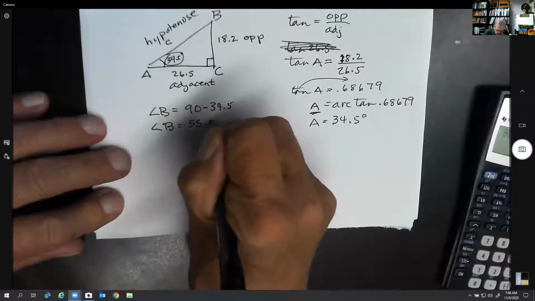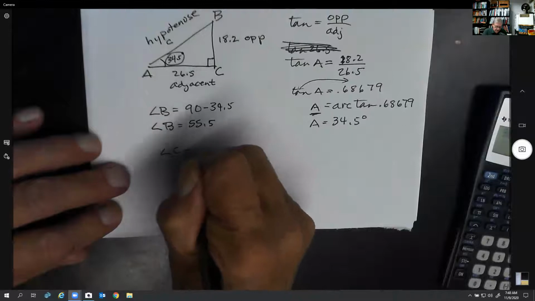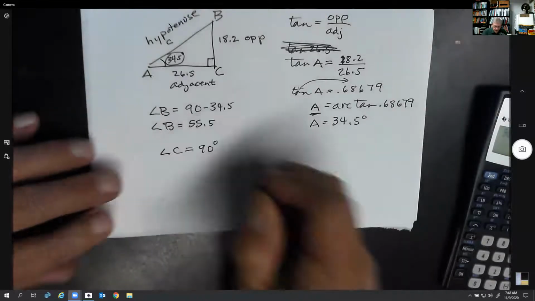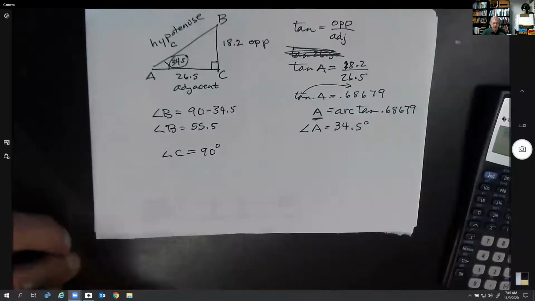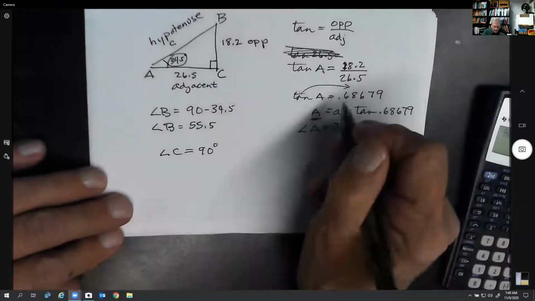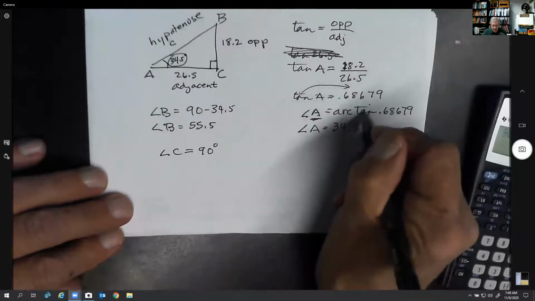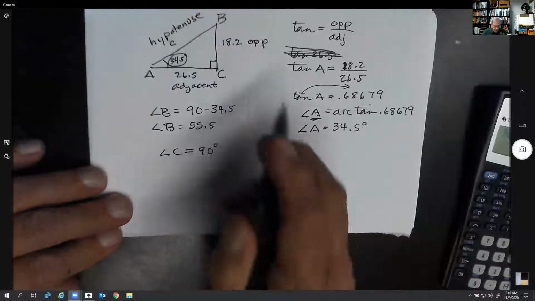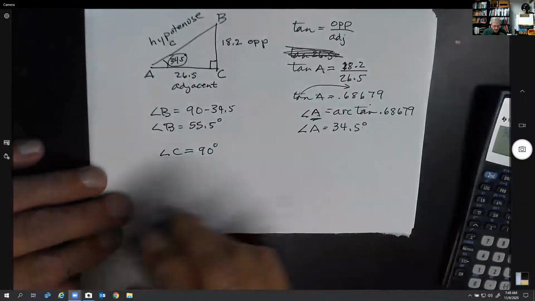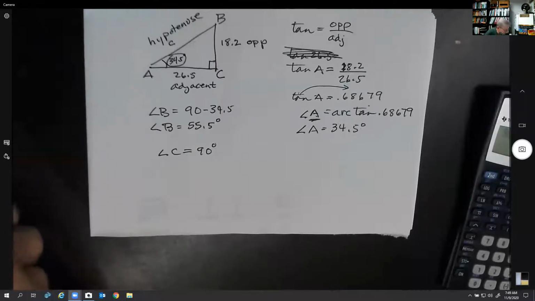Do we need to find anything else out? No, we already know angle C is 90. So yeah, I guess if you want to write it down. So now we know angle A. Let's designate this with an angle sign. When I brought this over to the other side, I was looking for angle A: 34.5, 55.5 degrees, and 90 degrees. So I know it's not the easiest problem.